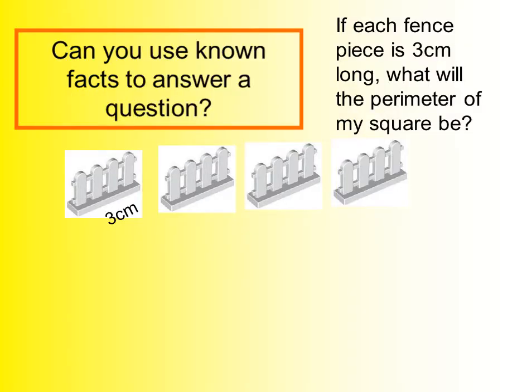Now, if each piece of fence is 3 centimetres long, what will the perimeter of my square be? Remember, the perimeter is the measurement all the way around the edge of a shape. I've got a 4-sided shape and each side is 3 centimetres. What is my total perimeter going to be? Don't forget to put that unit of measurement in. Pause the video while you work it out. So your total perimeter measurement will be 12 centimetres on that one.